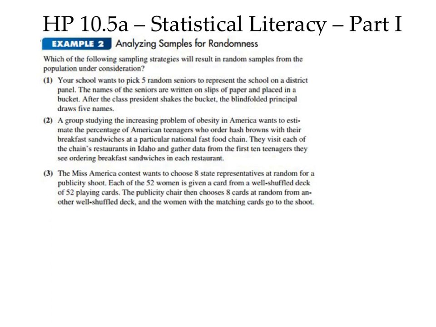Number 2, a group studying the increasing problem of obesity in America wants to estimate the percentage of American teenagers who order hash browns with their breakfast sandwiches at a particular national fast food chain. They visit each of the chain's restaurants in Idaho and gather data from the first 10 teenagers they see ordering breakfast sandwiches in each restaurant. Is that a good example of randomness? No, it is not. Idaho has no guarantee of being typical for the purposes of this study.